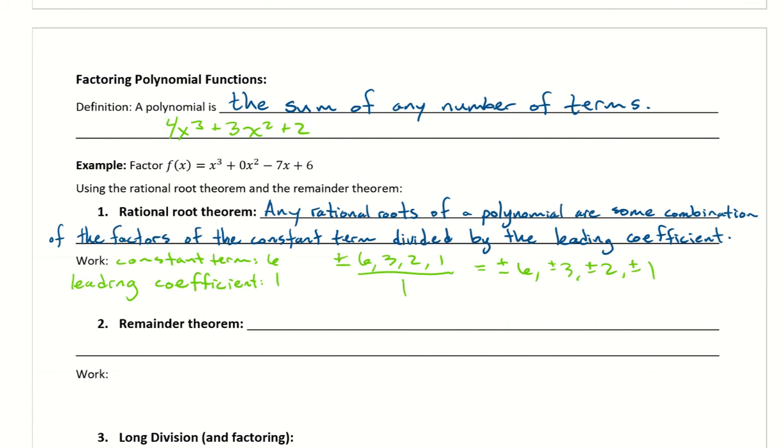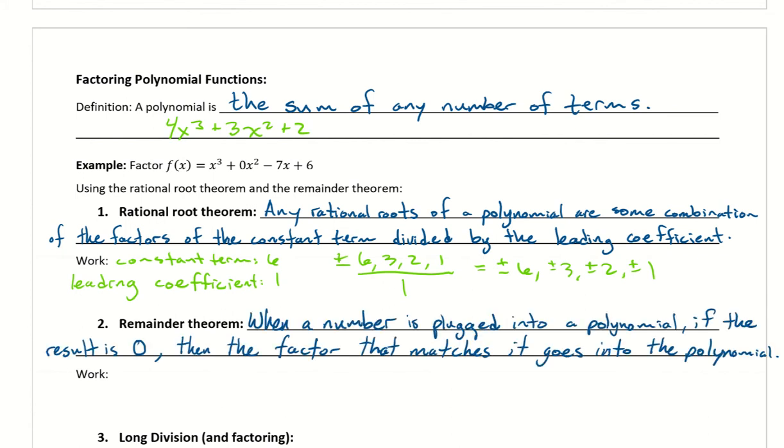So now we're going to use the remainder theorem to figure out which one it is. The remainder theorem says when a number is plugged into a polynomial, if the result is 0, then the factor that matches it goes into the polynomial. So that means if I plug a number into this polynomial for x and it equals 0, then the factor that I plugged in, that's going to be the factor that matches that number.